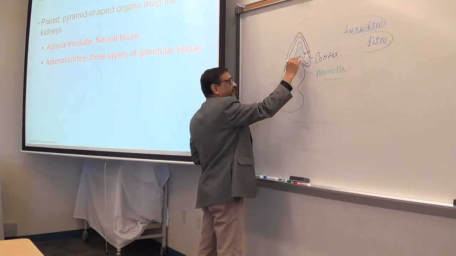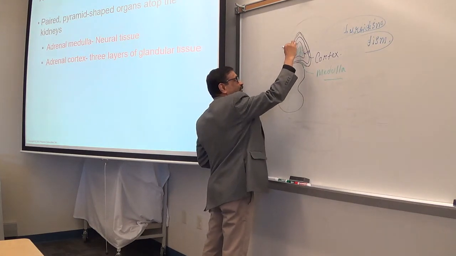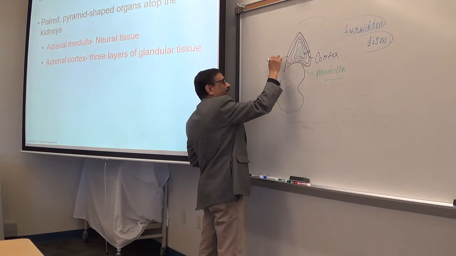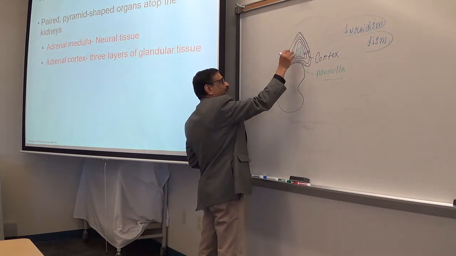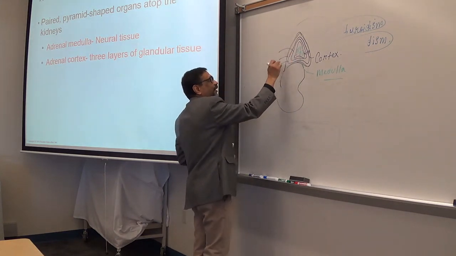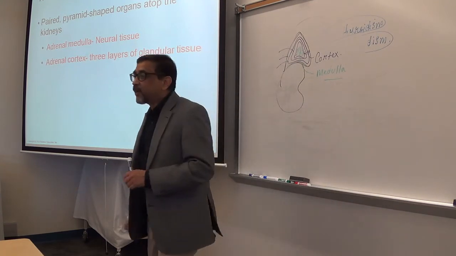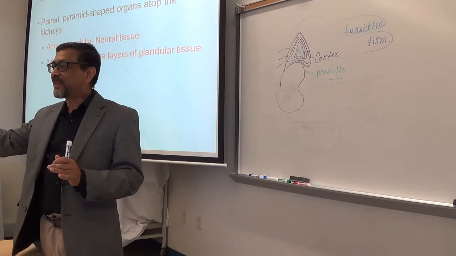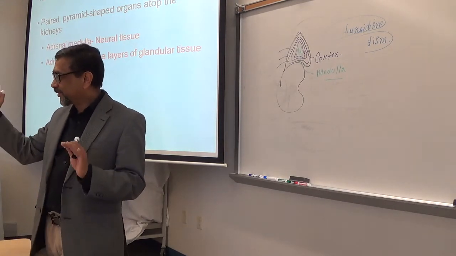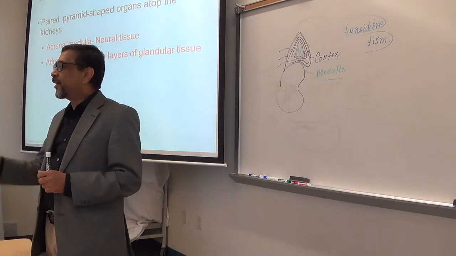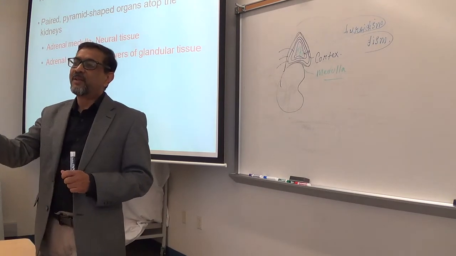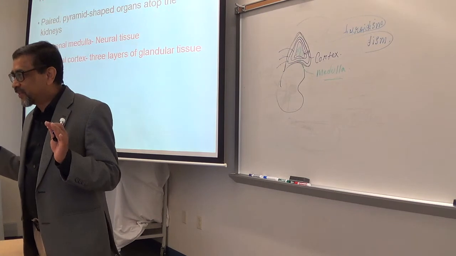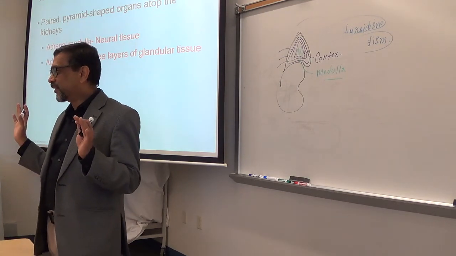How many layers? Three in the cortex. This is 1, 2, 3. The three layers of the adrenal cortex work as three separate glands. Make sense? That's why the adrenal cortex is called three glands in one.